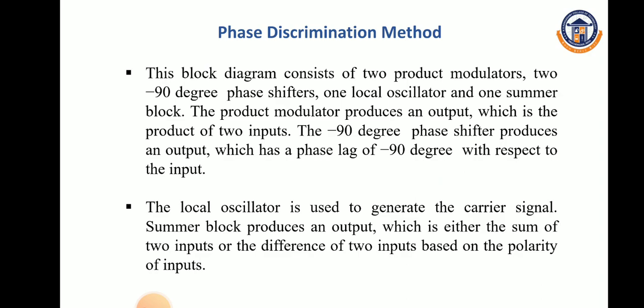In the phase discrimination method, as mentioned in the block diagram, we have two product modulators, the 90-degree phase shifter and the local oscillator. The 90-degree phase shifter produces an output which has a phase lag of 90 degrees with respect to the input. The local oscillator generates the carrier signal, and the summer block produces an output which is either the sum or the difference of the two inputs based on the polarity of the inputs. If it is positive, we get the sum; if it is negative, we get the difference of the two inputs.